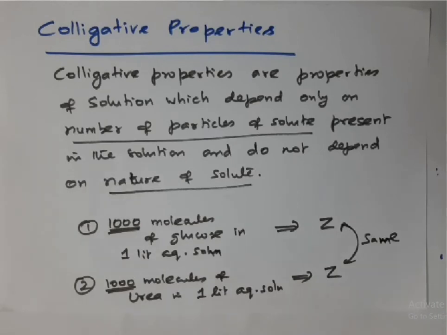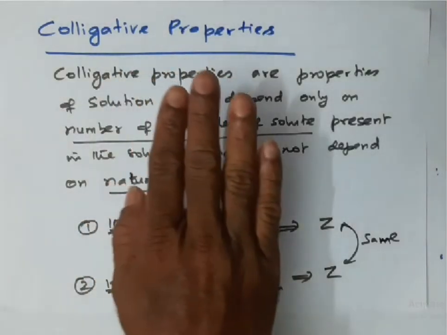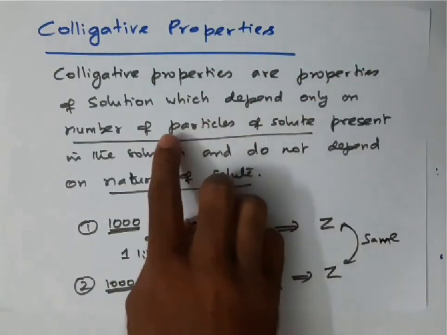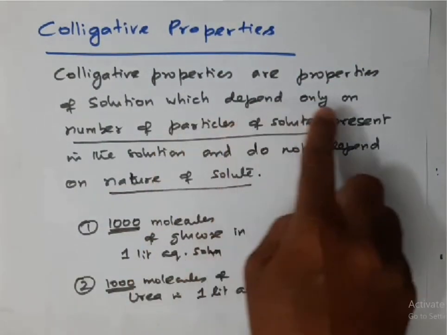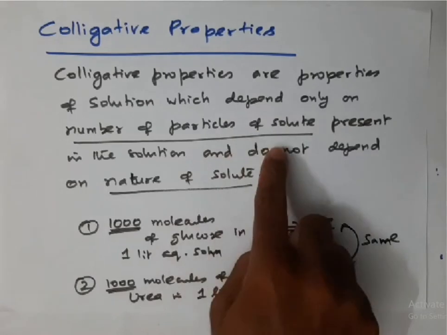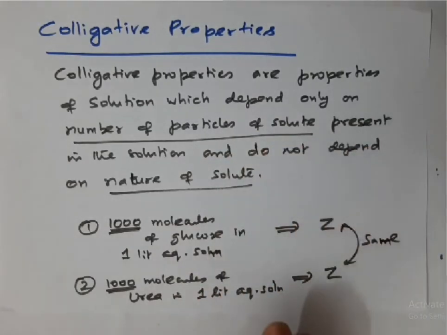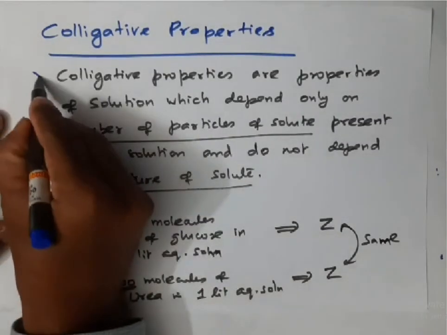So what is a colligative property? Colligative properties are properties of a solution which depend only on the number of particles of solute present in the solution and do not depend on the nature of the solute. So this is what is called a colligative property.